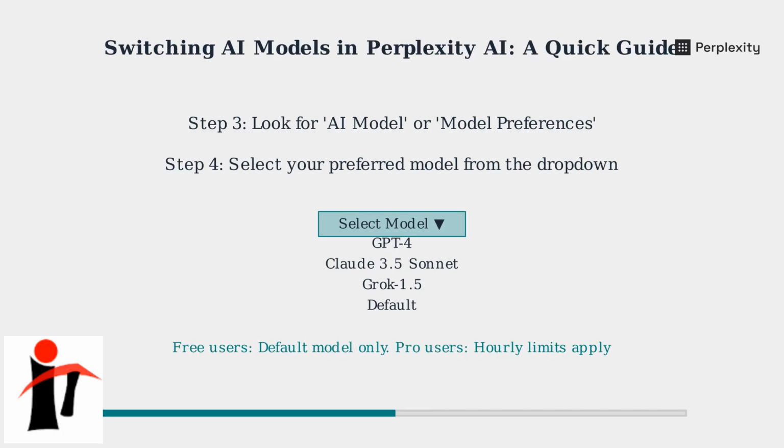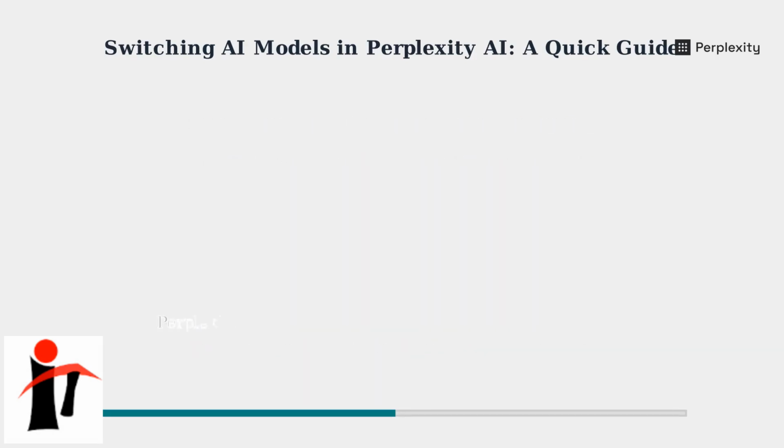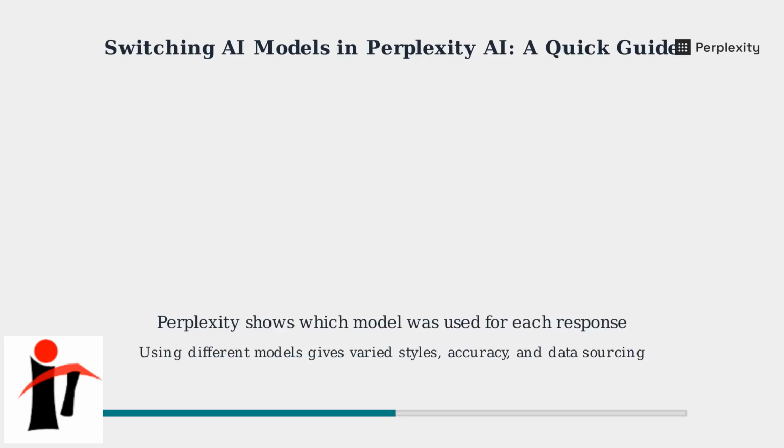Remember that free users are limited to the default model, and pro users might have hourly limits on model switches. Perplexity also helpfully shows which model was used for each response. Using different AI models allows you to generate responses with different styles, accuracy, and data sourcing.